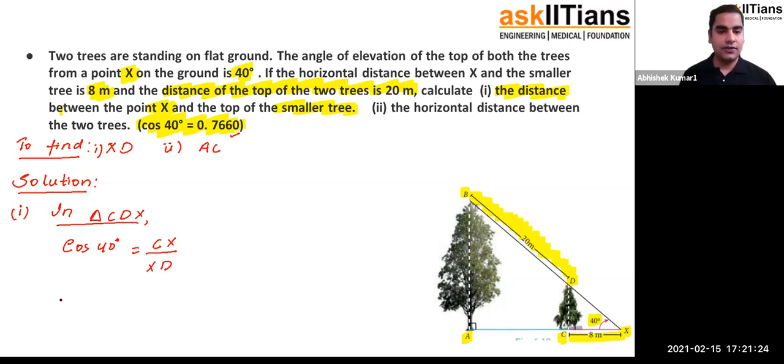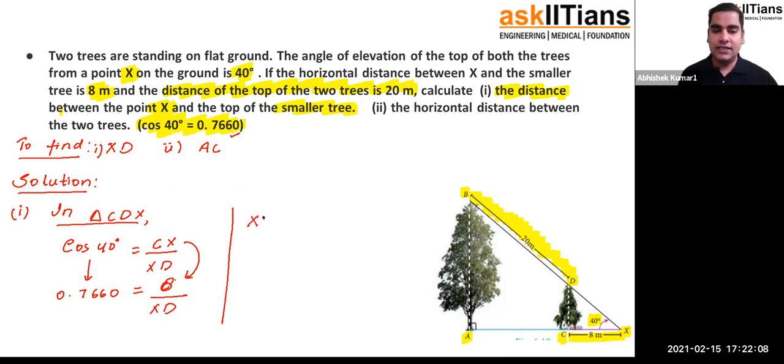What is cos 40? That is 0.7660, which you can easily see on your screen. CX is given, which is equal to 8, and XD we have to calculate. So we know that cos theta is given by base upon hypotenuse. In this triangle, for cos 40 degrees, the base is CX and the hypotenuse is the longest side of the right triangle, that is XD. I substituted the value of cos 40, which is 0.7660, and the value of CX, which is 8. Now I have to solve it to get the answer.